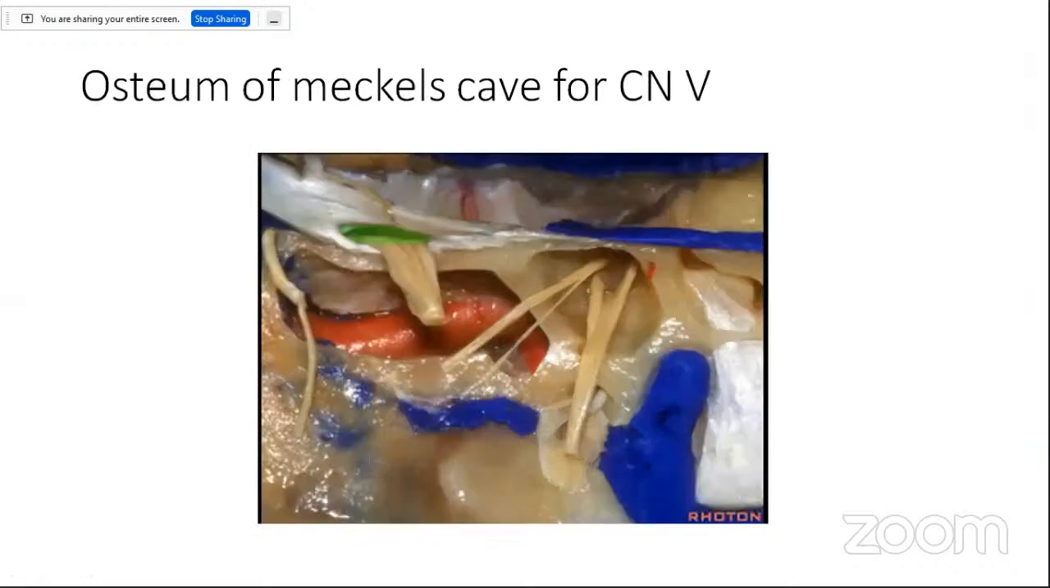The petrous segment is also related on its superior aspect to the trigeminal nerve, along with the ganglion of the trigeminal nerve sitting within the Meckel's cave. So this green colored structure is the ostium of the Meckel's cave for the trigeminal ganglion. And this nerve, which has been cut through, is the trigeminal nerve. This is passing over the petrous part of the carotid artery.